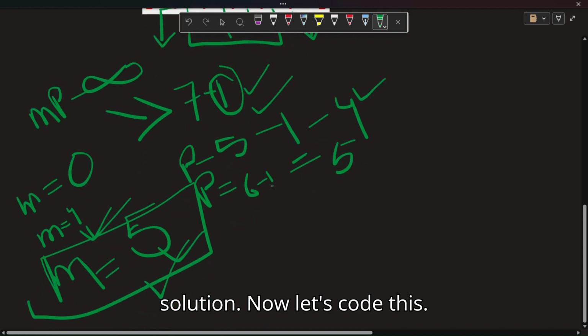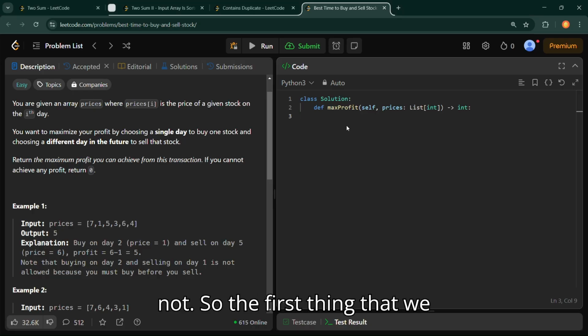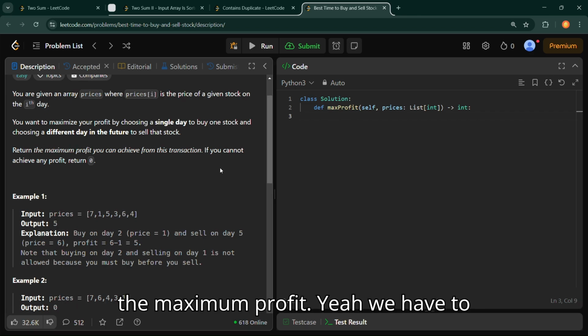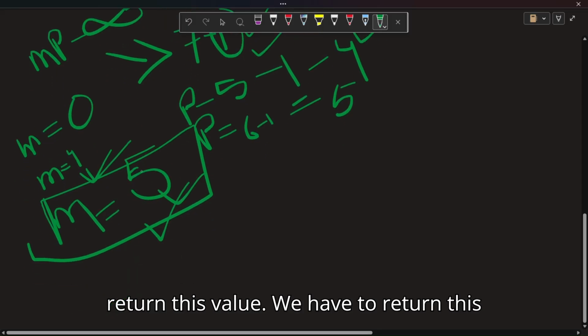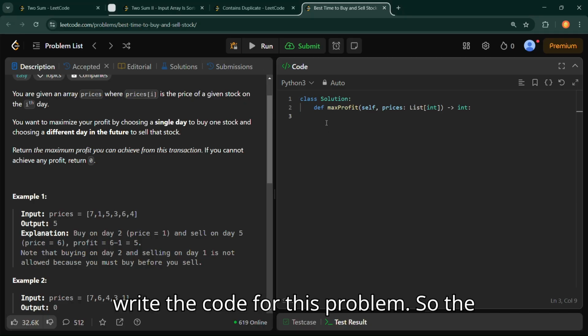Now let's code this algorithm and see if it is working or not. So the first thing that we have to do is return the maximum profit. Yeah, we have to return this value. We have to return this 5 here. So now let's write the code for this problem.